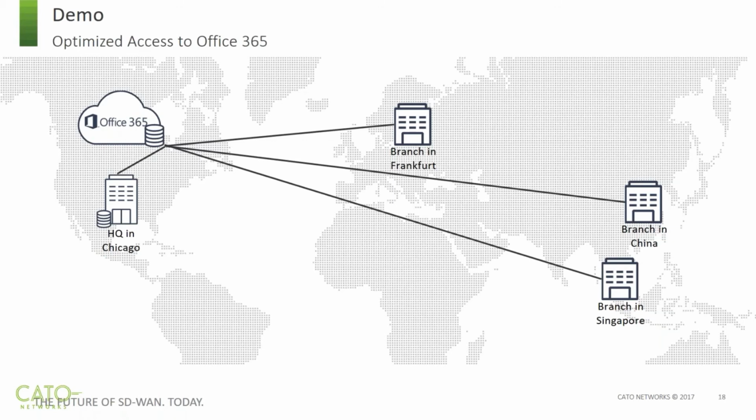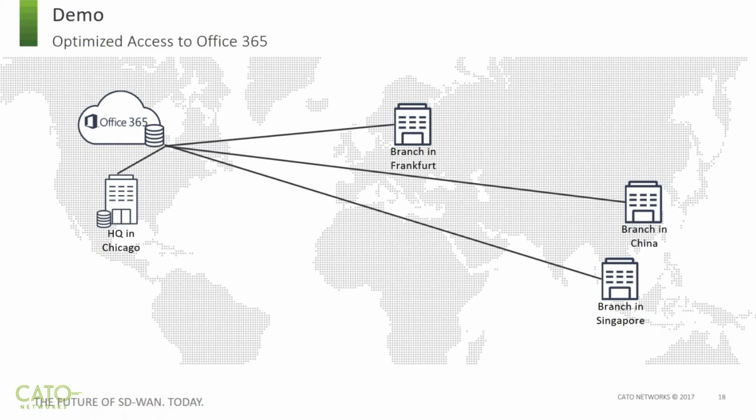Without Cato, they'd be connecting to the local Microsoft Edge in their given region. It would cross the Microsoft Cloud, as Steve explained previously, and then it would be backhauled into Office 365, the instance in North America, and then with the results returned back to them, all the time traversing both the Microsoft Cloud and the internet.